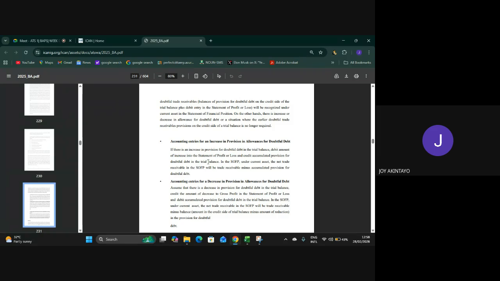Are we together? We credit our statement of P&L, we add it as part of our gross profits because it's an income to us. Then we debit our provision for doubtful debts. So when we get to the statement of financial position, we deduct the new provision from our trade receivable. Are we together?